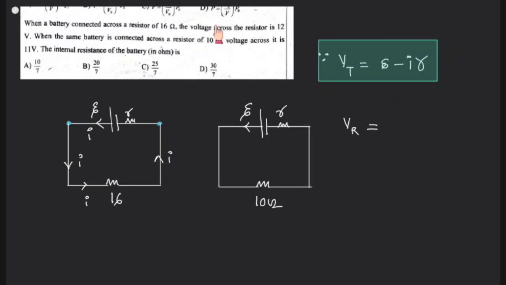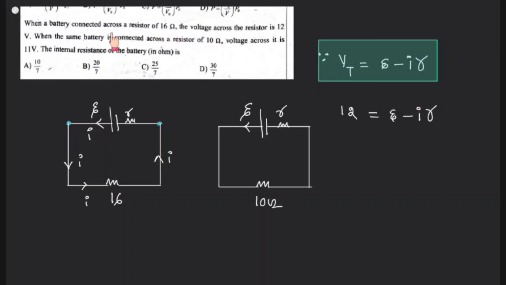And here it is mentioned, repeat the question again: when a battery is connected across a resistor of 16 ohms, the voltage across the resistor is 12 volt. So he has already mentioned the voltage drop here. That voltage drop is the terminal voltage, so the terminal voltage is 12. So 12 is equal to epsilon minus I into R, right?